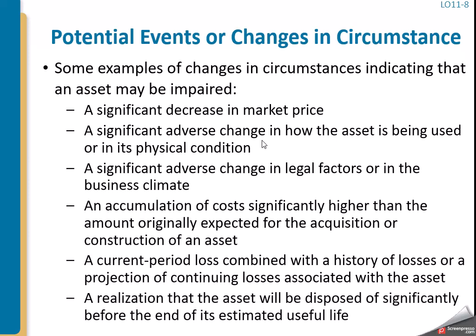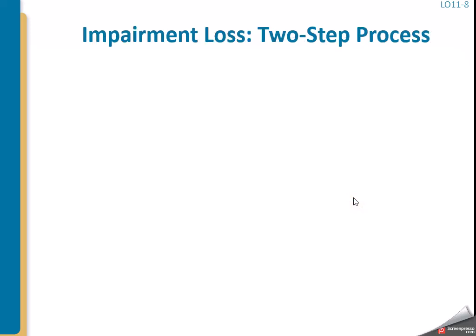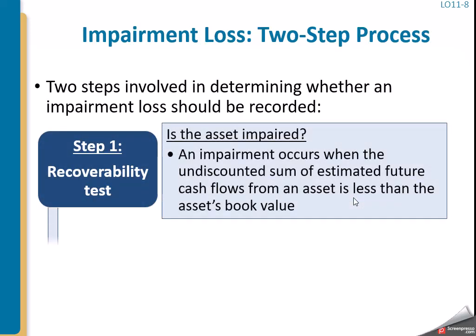So here are some examples of when it could happen: a significant decrease in our market values, a change in how that asset is used, or, like we said, a fire or something like that. If there's some sort of change in the legal factors in our particular business, something really significant that we don't think we're going to be able to use that asset like we were, then we're going to want to look at it to see if we need to impair.